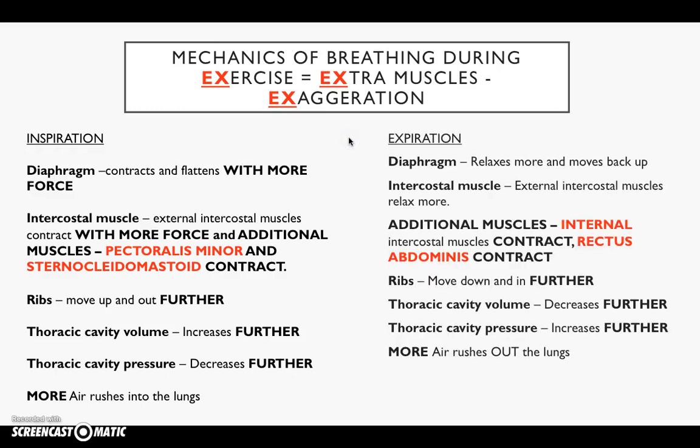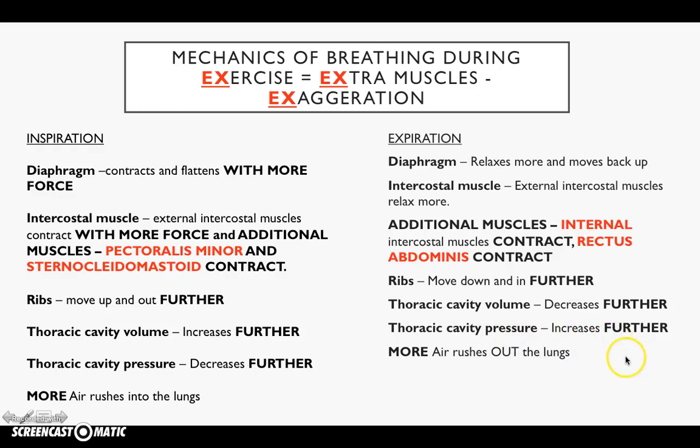So the diaphragm relaxes more and moves back up, exaggeration, okay, more. External intercostal muscles relax more. These are the additional muscles that contract with regards to expiration during exercise, but don't worry about them as long as you remember these: further, further, further, and more, more. Ribs move down and in further. Thoracic cavity volume decreases further. Thoracic cavity pressure increases further.